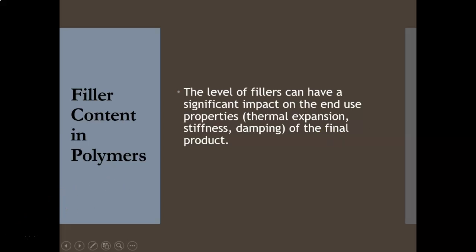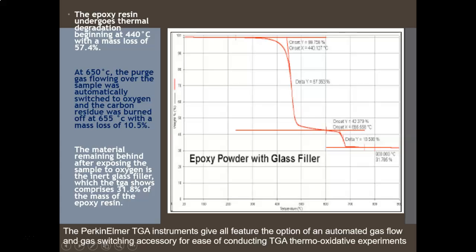Okay, filler content in polymer. Now we look at the level of filler, which can have a significant impact on the end properties of the product. Now we look at the example of the epoxy resin, which undergoes thermal degradation beginning at 450 degrees C with a mass loss of 57.4%.